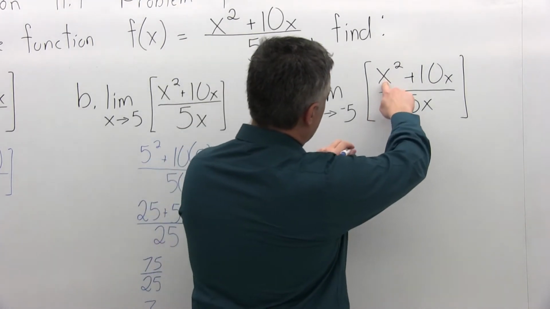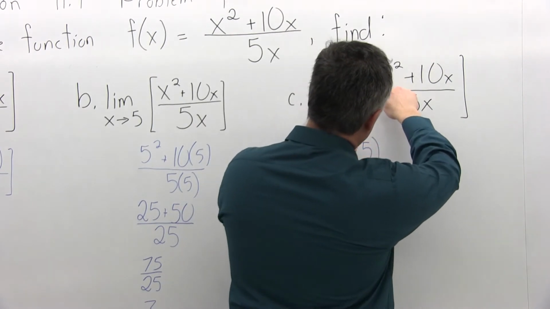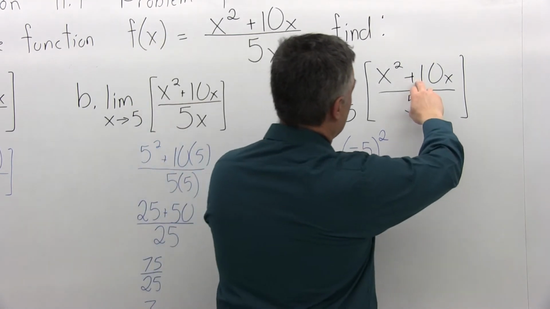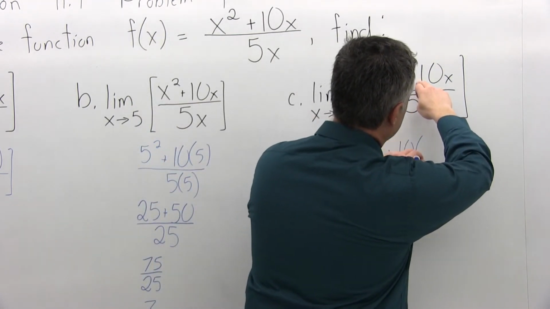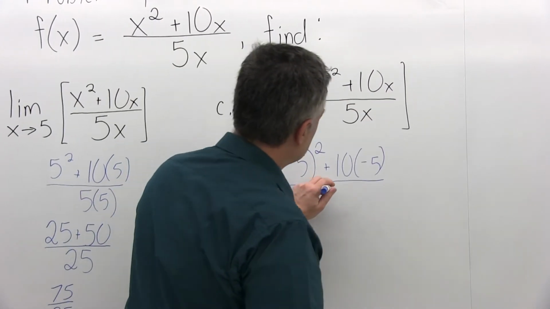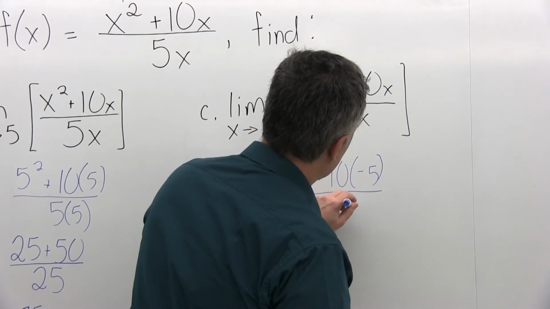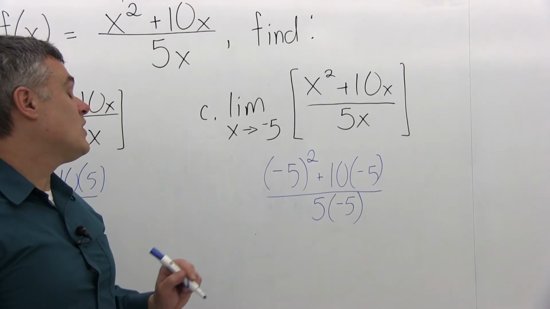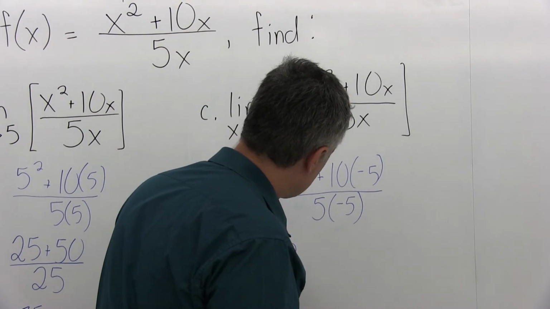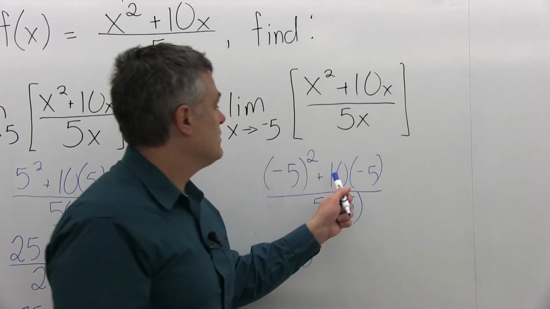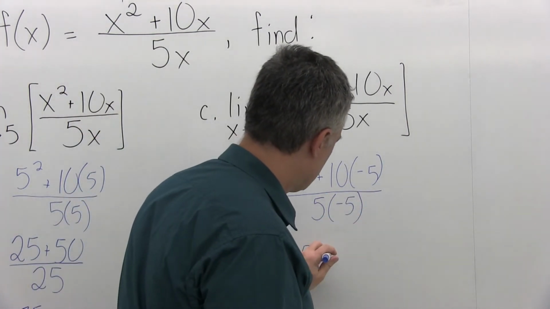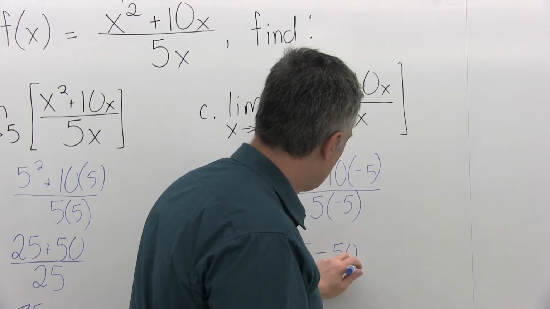So in the numerator, the x squared will be getting close to negative 5 squared, or second power. Again, pay attention to the signs. The 10x is 10 times x, or in other words, 10 times negative 5. And in the denominator, 5 times x will be 5 times negative 5. So now start doing the math. Negative 5 second power. Negative 5 times negative 5 is positive 25. And now 10 times negative 5, it's plus a negative 50. So instead of writing plus a negative 50, let me just do minus 50. So I have 25 minus 50 on top.